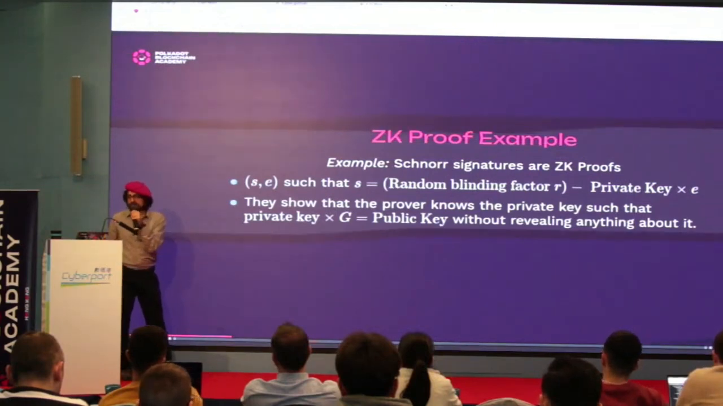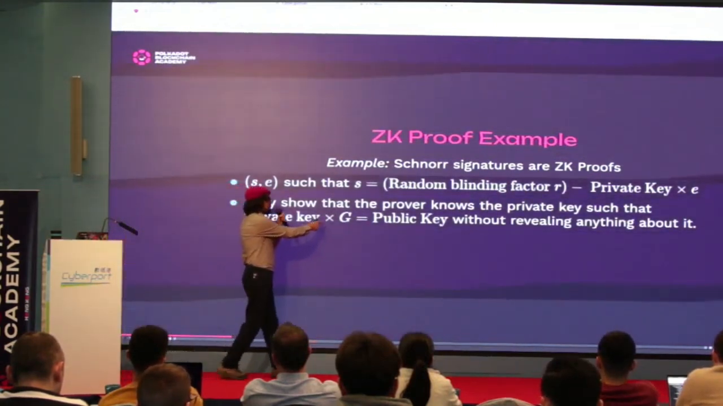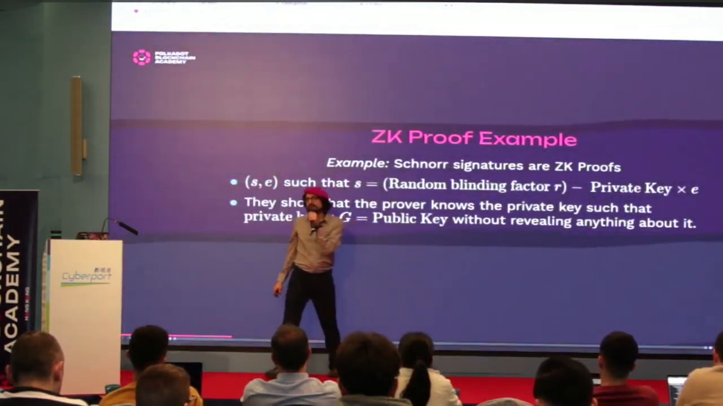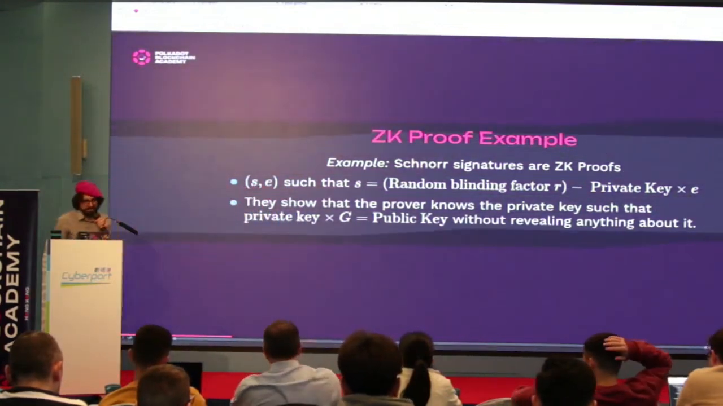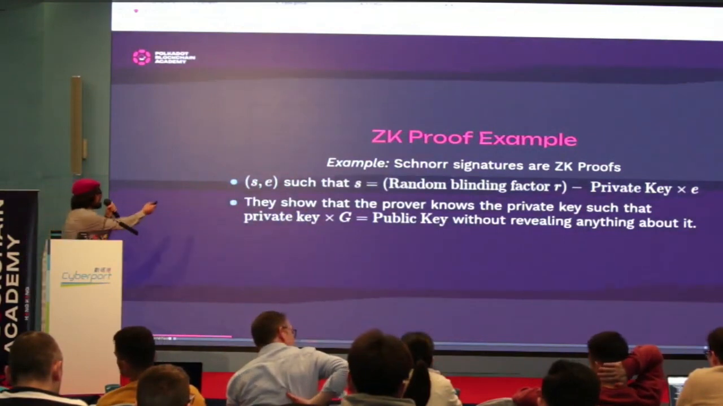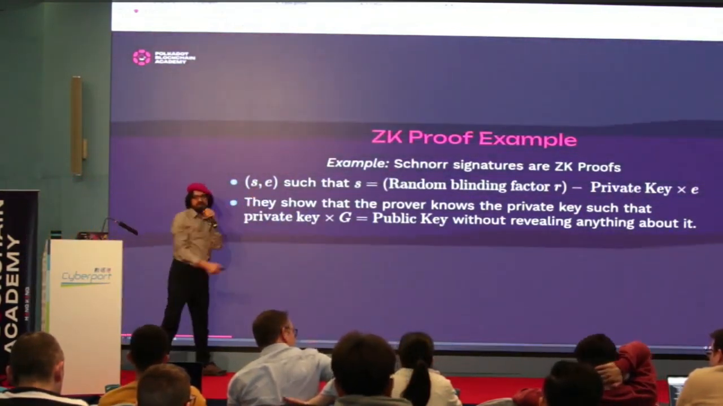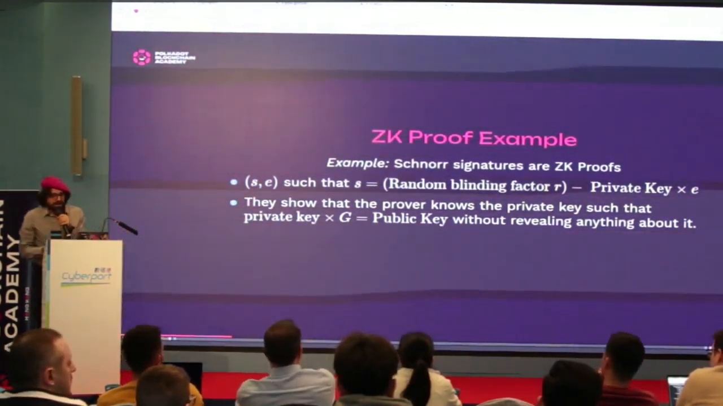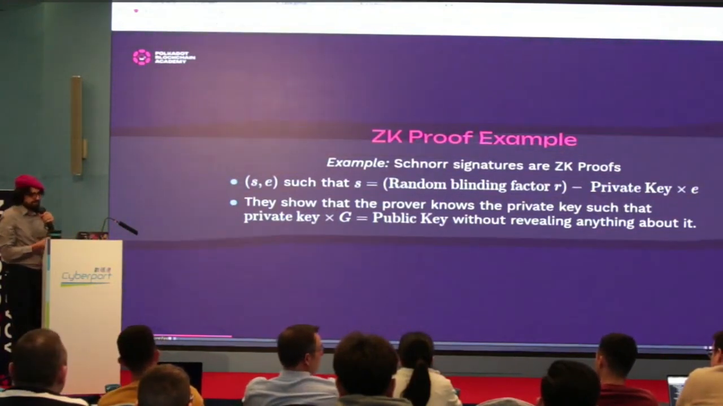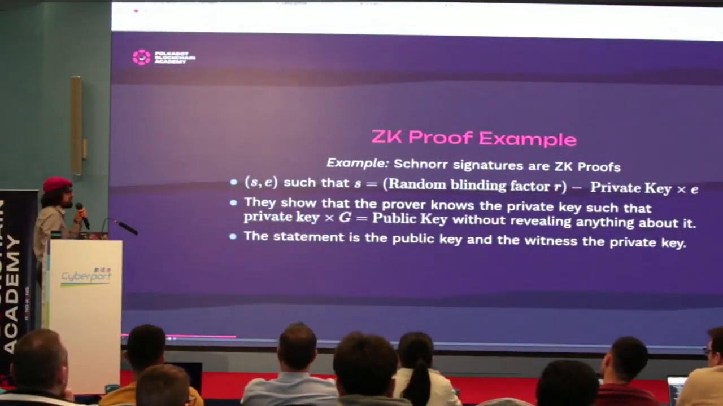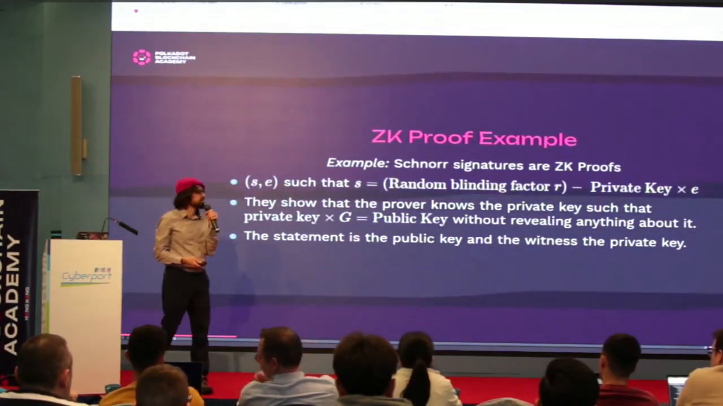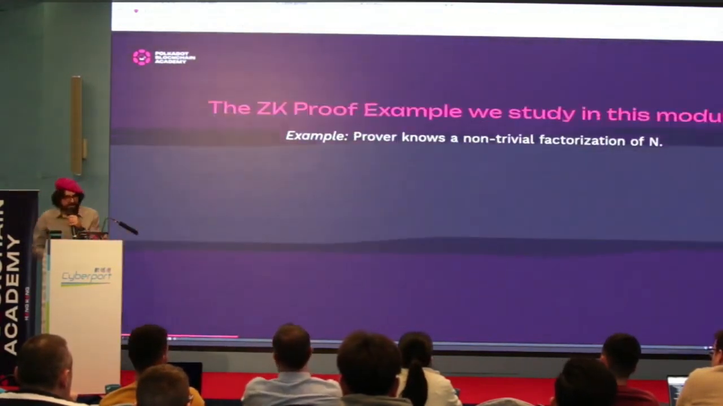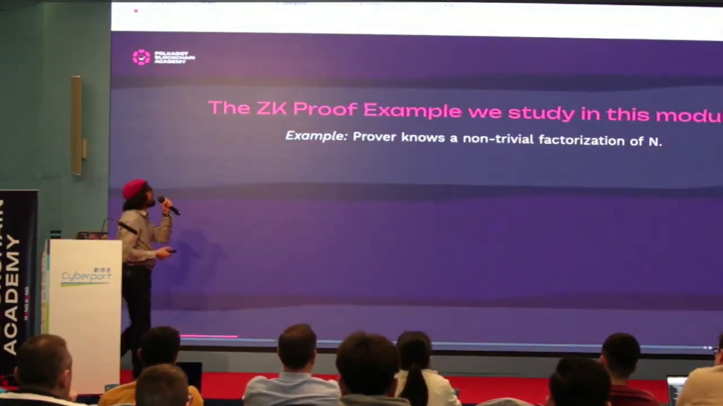You can verify it by multiplying it with the public key, but you cannot recover the private key out of it. So this is a proof. You see, this is S and E, the bytes of the proof. So the statement is the public key, and the witness, which is the private input, is the private key. Okay. This is the example I like more.